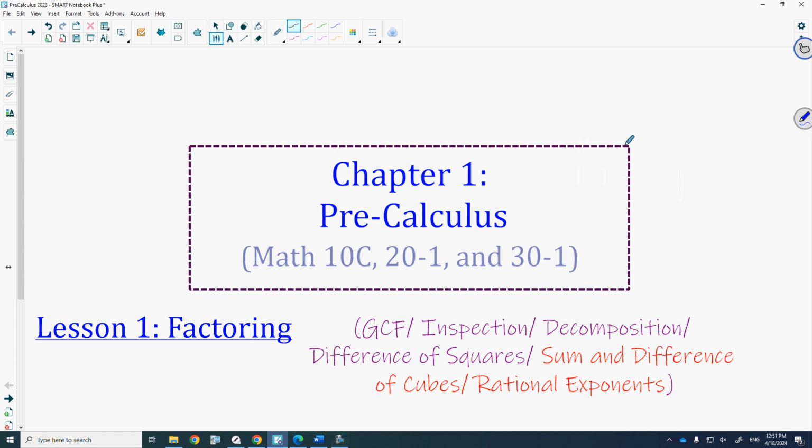This video is going to be lesson 1 of pre-calculus, and lesson 1 is all of the methods of factoring that you need to know in order to be able to do calculus. So in Math 10, 20, and 30, we only looked at 4 methods of factoring: factoring by GCF, by inspection, by decomposition, and a difference of squares. In calculus, there are 2 additional methods of factoring that we need to know. It's going to be the sum and difference of cubes, which will be in this lesson, and rational exponents, which will also be in this lesson.